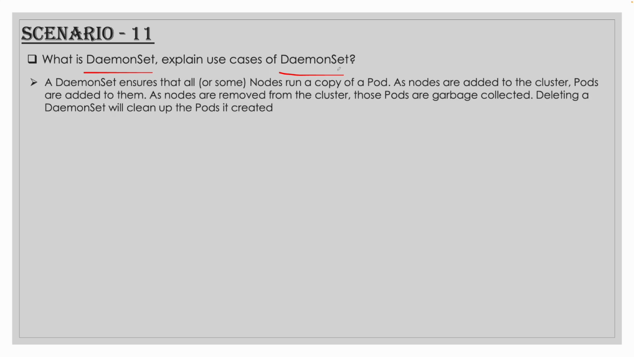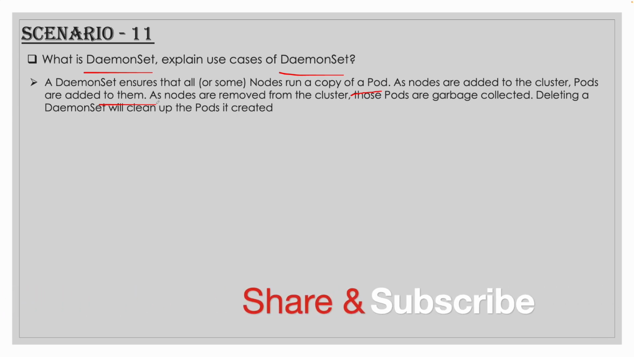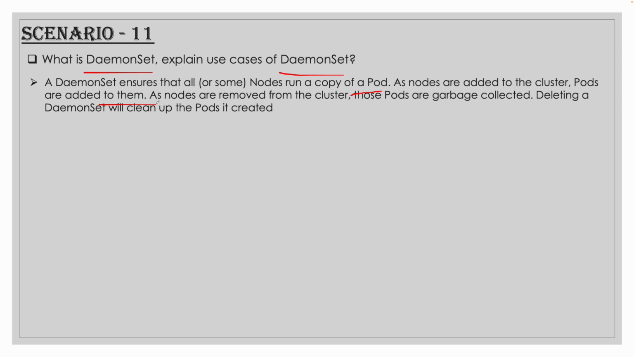Now what exactly does daemon set do? The daemon set ensures that all nodes run a copy of a pod. As nodes are added to the cluster, pods are added to them. Any new node which gets added to your cluster, automatically if you want to have some logging pods or some monitoring pods added, it will get added automatically. As nodes are removed from the cluster, the pods are garbage collected. Deleting a daemon set will clean up the pods it created.